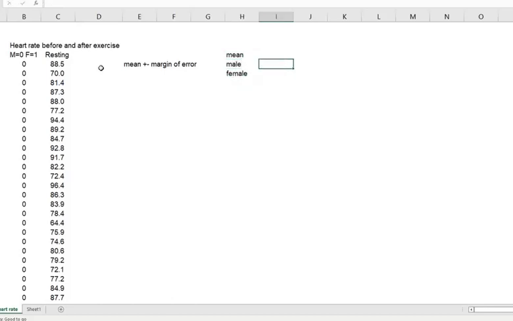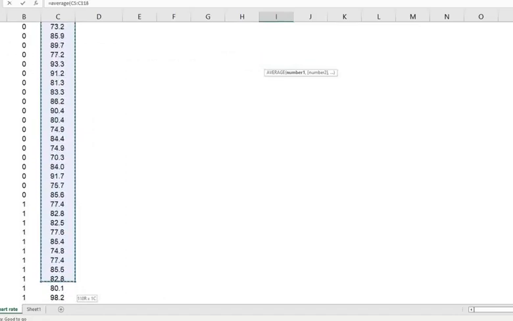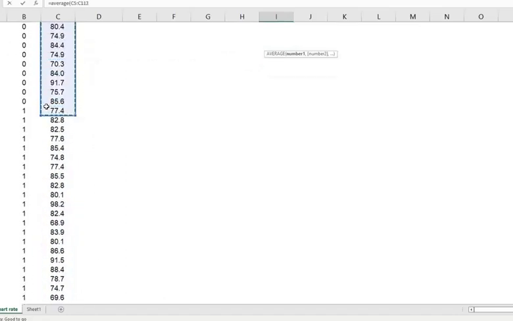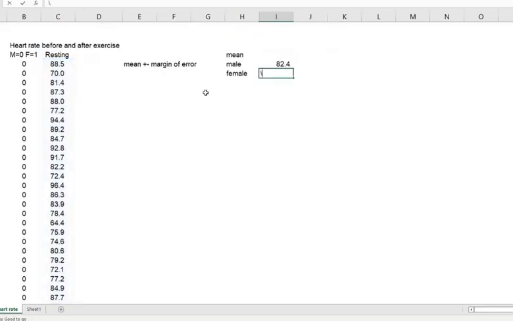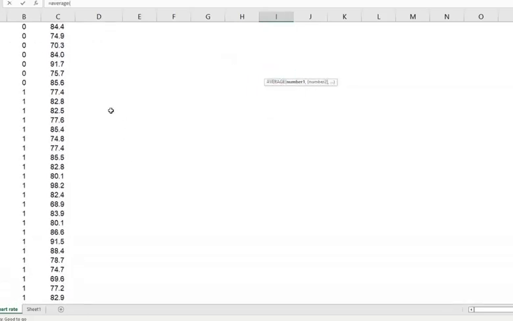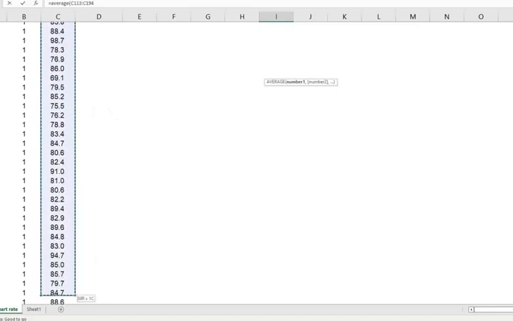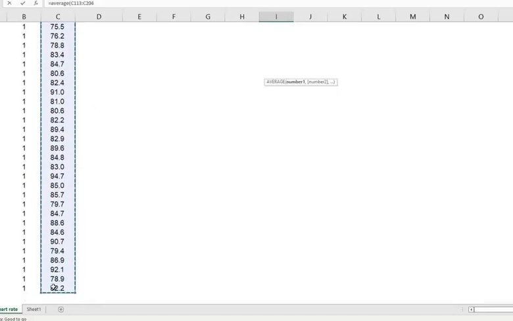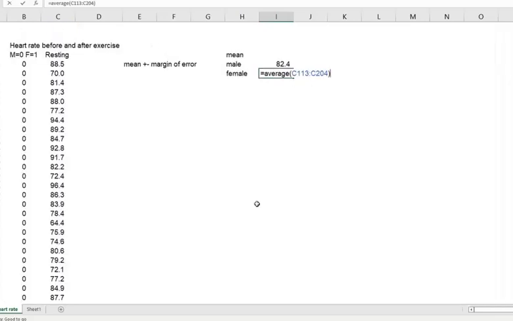So to get the mean of the males, we've done this before. We type in equals average, open parentheses, click and drag all the male resting heart rates. There we go. And then close the parentheses. And then for female, you do the same thing. Equals average, open parentheses, click and drag all the female resting heart rates, and then close the parentheses, like I did here. So we got the mean part. Now we just need the margin of error.